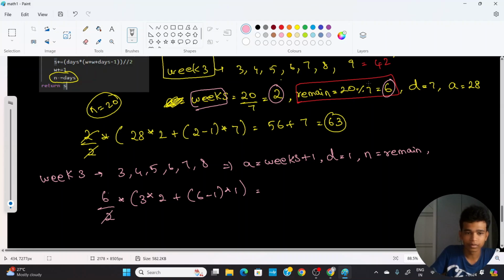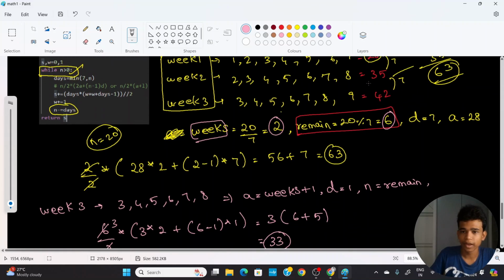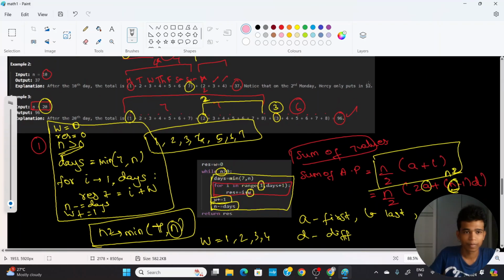Which is equal to this cancel 3. So 3 into 6 plus 5, which is equal to 33. So add this 33 to this. If I add 33, already this is 63, right? 63 plus 33 is equal to 96. See here, what we have got as the answer? 96. Hope you understand this example, right?